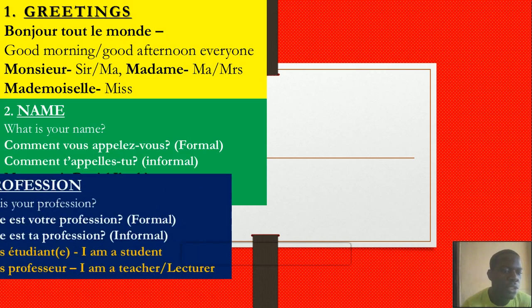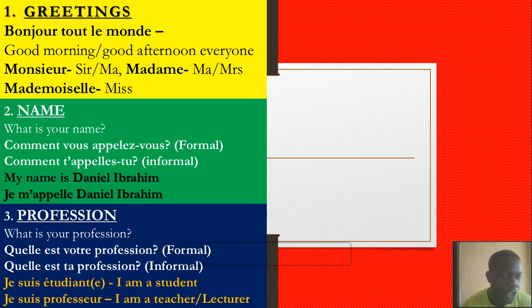We are going to the third aspect now, which is profession. What do you do? What's your profession? There are 2 ways to say it. Formally, we can say quelle est votre profession? What is your profession? Or the informal way, if you're asking your friend, you say quelle est ta profession? And the answer to that question may be, number 1, if you want to say I am a student, you can say je suis étudiant.